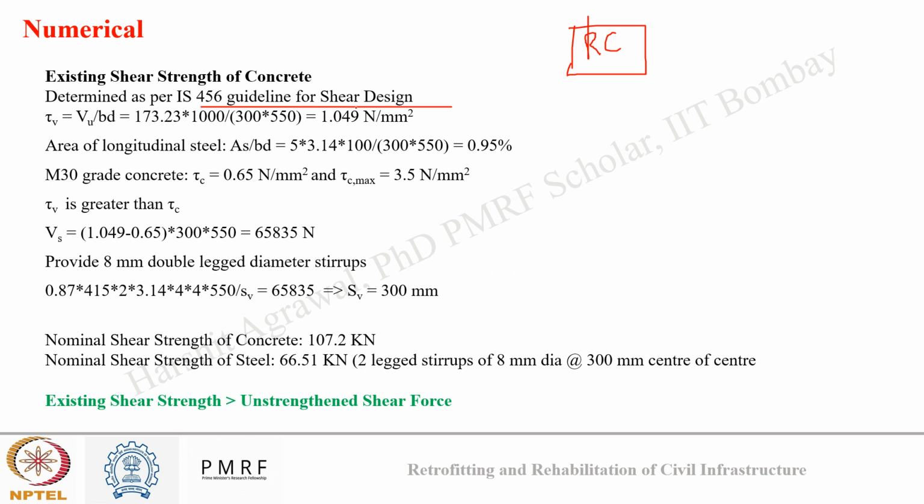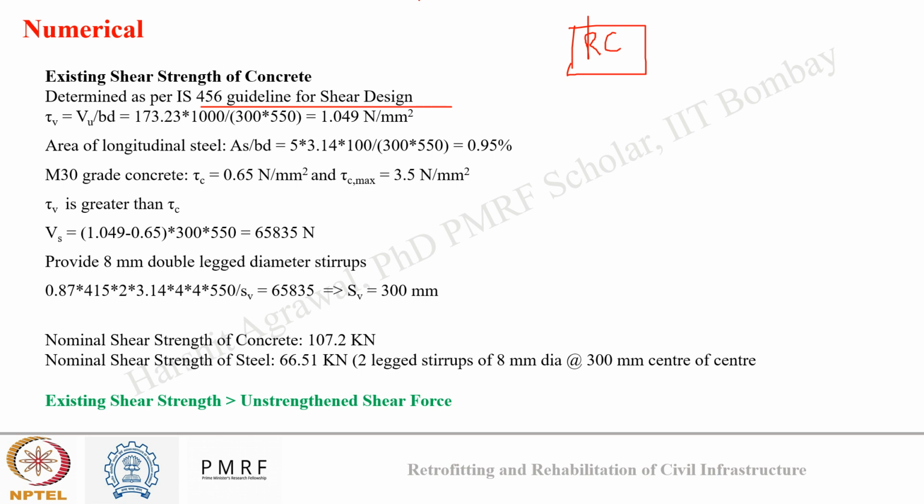Now I know the area of longitudinal reinforcement. Okay, and I know the grade of concrete. So based on these two values, there is a table given in IS 456 that you can refer to, and it will give you how much shear strength the concrete will provide. That is denoted by tau c. And we also know the maximum shear strength that the concrete can resist, that is tau c max.